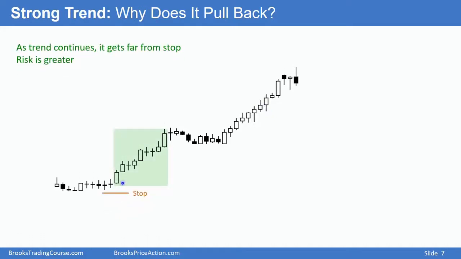So if you're a bull and you bought anywhere, if you bought here, if you bought there, your stop is still here. It doesn't matter where you buy. Your stop is not dependent on where you buy. Your stop is simply dependent upon the price action. And if you're buying in a bull trend, your stop goes below the bottom of the most recent bull leg.